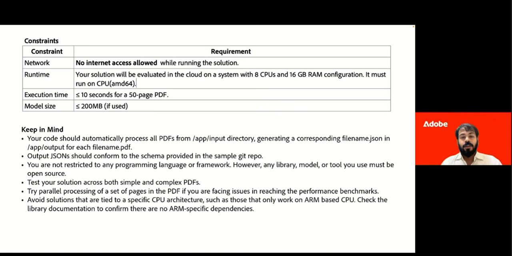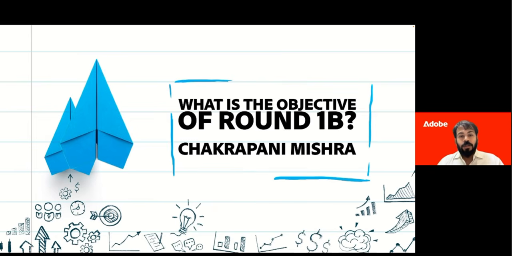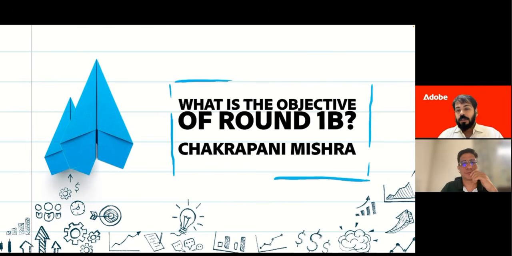Thanks a lot. All right, so we can go to the next part, which is basically about round 1B. Welcome again, Chakra. So we want to understand what is the objective of round 1B, since Ashutosh advised folks to start with 1A, and how they can get started with 1B.